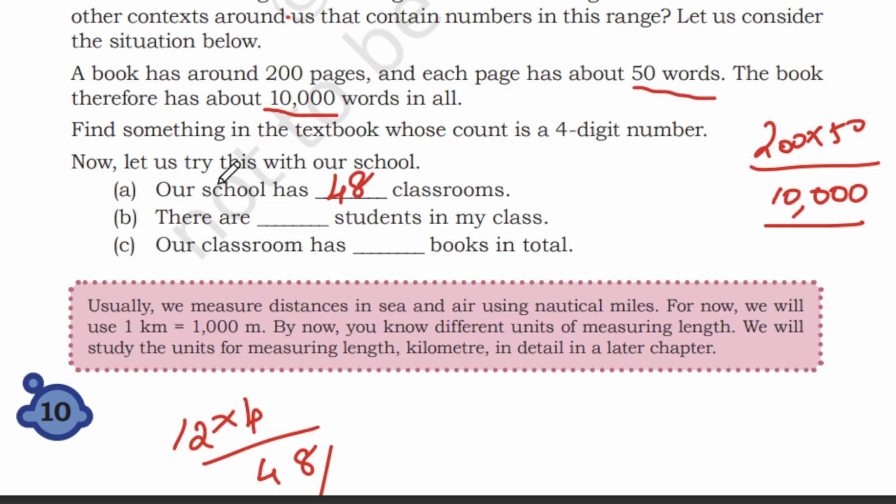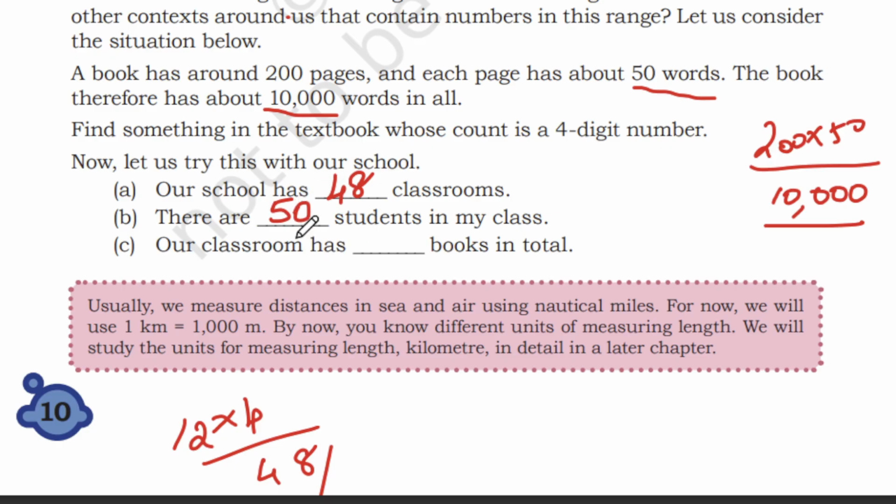Okay. Next, there are dash students in my class. So, how many students are there in your class? Whether it's 40 students or 45 students or 50 students, it depends upon the strength of your classroom.